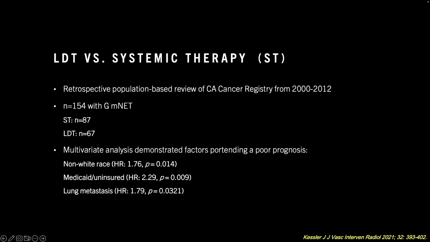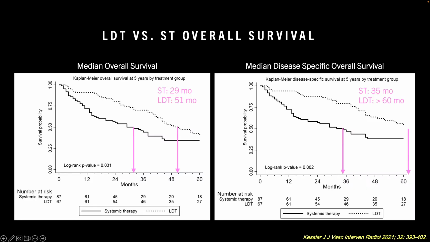And what they found is that who did better, okay? Well, the people that did worse were people that were not white, the people that were uninsured, and the people that had lung metastasis at the time of diagnosis. But what they found is that patients that had liver-directed therapy had a longer survival. Again, you want to be on that top curve. That top curve is the liver-directed therapies.